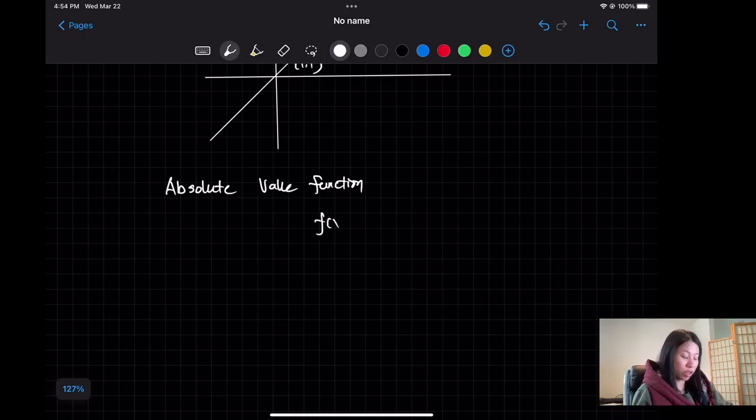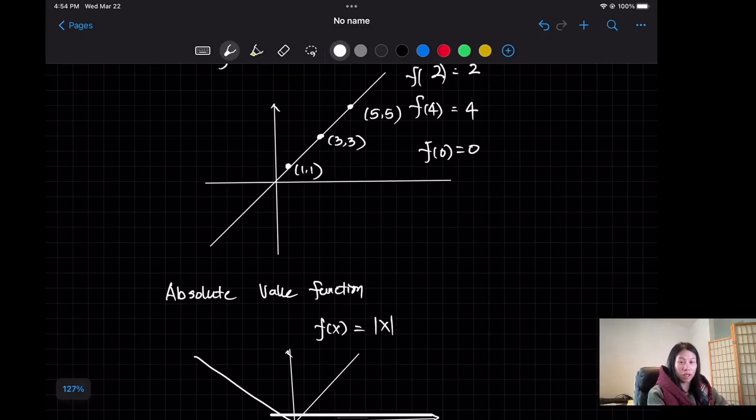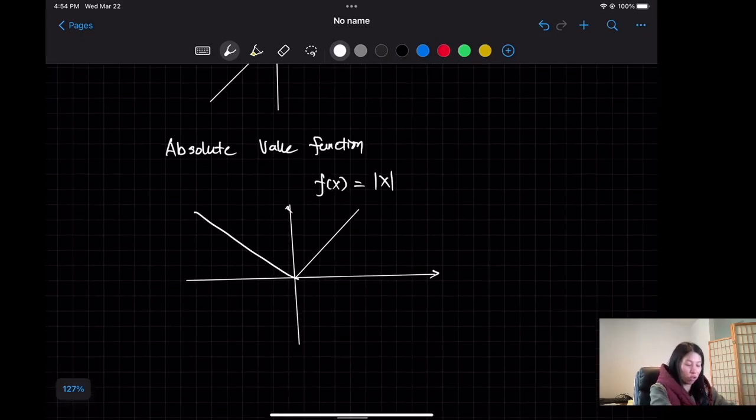Another toolkit function is the absolute value function. The absolute value function is f(x) equals the absolute value of x. So the function is going to look like a V. So basically, what does that mean? That means the positive side is going to look like the identity function.